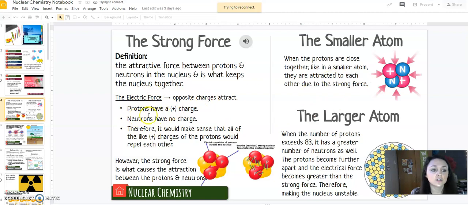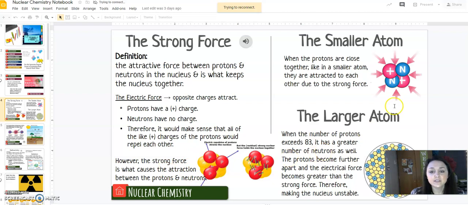Protons have a positive charge, neutrons have no charge. Therefore, it makes sense that all of our positives would repel each other. So it's not very much repelling if you've just got two repelling. But imagine we're in a large atom like this. When you have a big atom with all these blue protons and all these yellow neutrons, that's a lot of repelling going on. So it's going to take a lot of force for that strong force to hold all of these together. But if our strong force is strong enough, our atom will stay fully tight together.